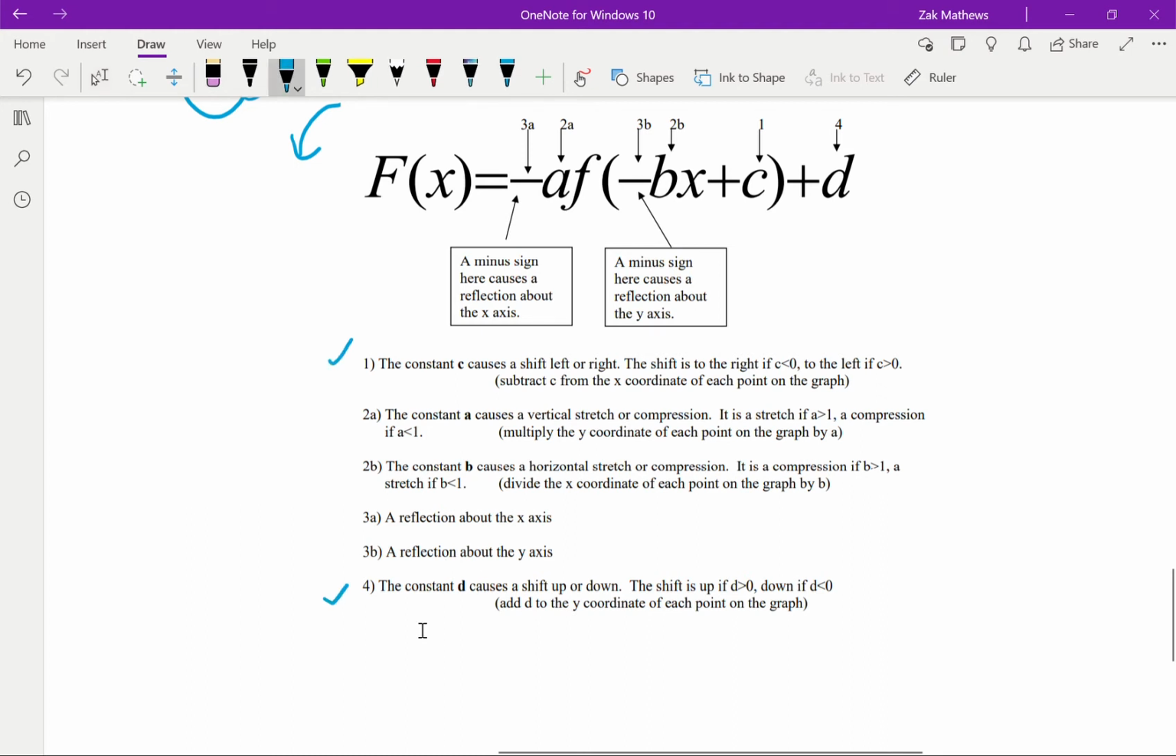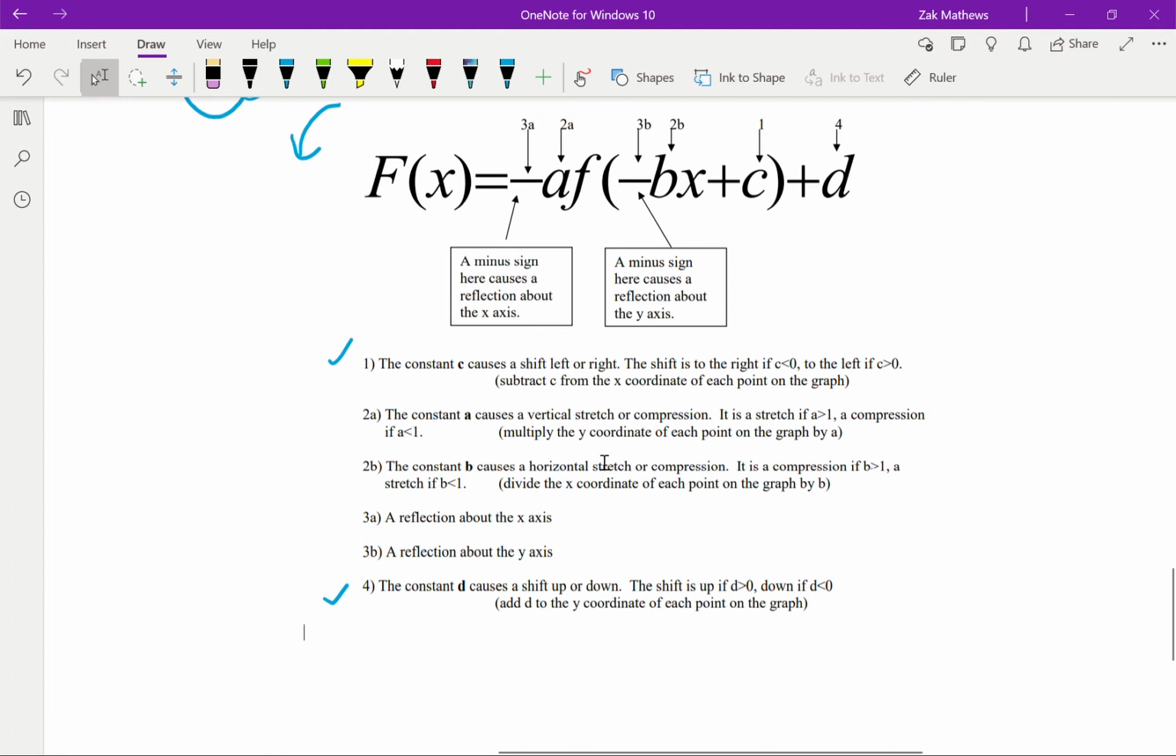Let's talk about the a and the b next. A and b are simply constants that are being multiplied. Once again, position dictates whether they are vertical or whether they are horizontal. Something on the outside of the parent function is doing it to the y, that is vertical. Something on the inside of the parent function, that is occurring to the x, so that is horizontal. So we see a is vertical, b is horizontal.